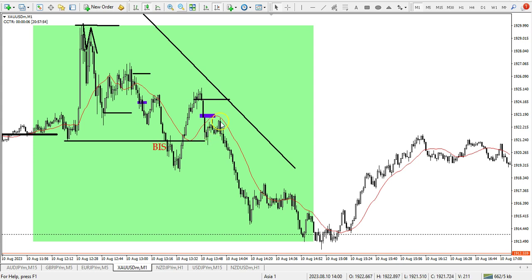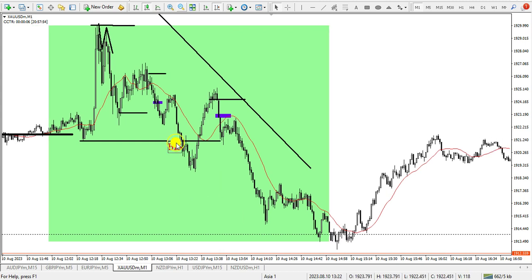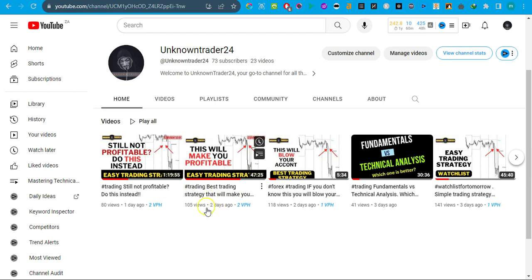They tried to pull back, but they failed. Now they went vertical down quite quick, after the break of structure on the inside. What is the break of structure on the inside? This is the break of structure on the inside. This video explains the break of structure on the inside. Just go and look at it. I explain everything about the break of structure on the inside.